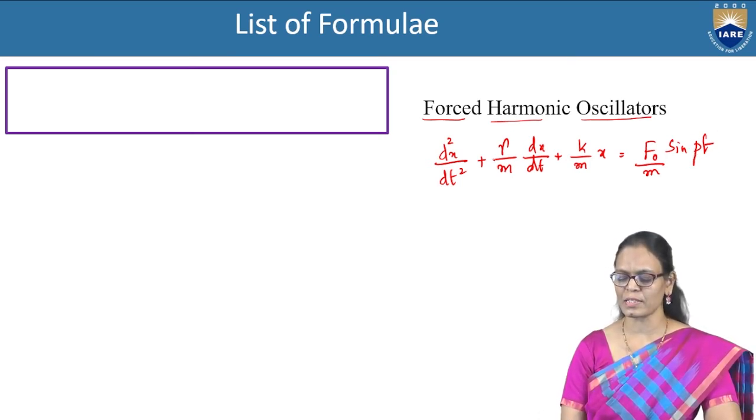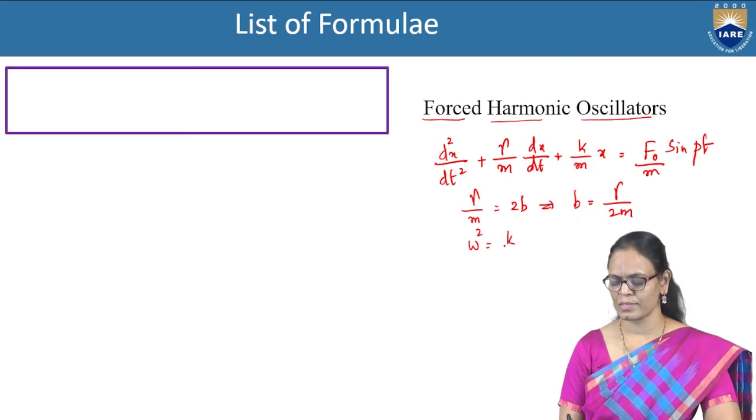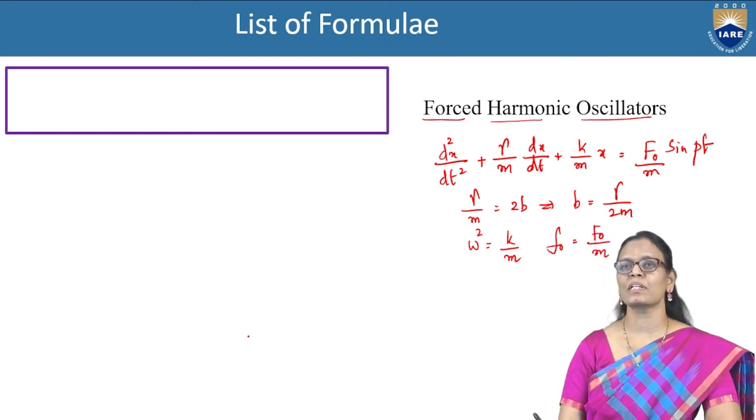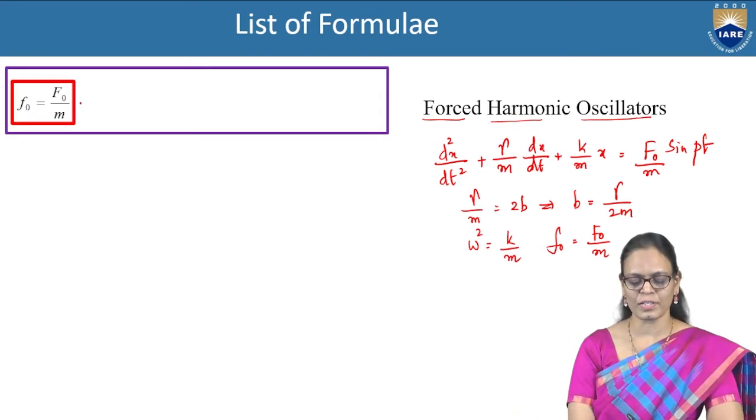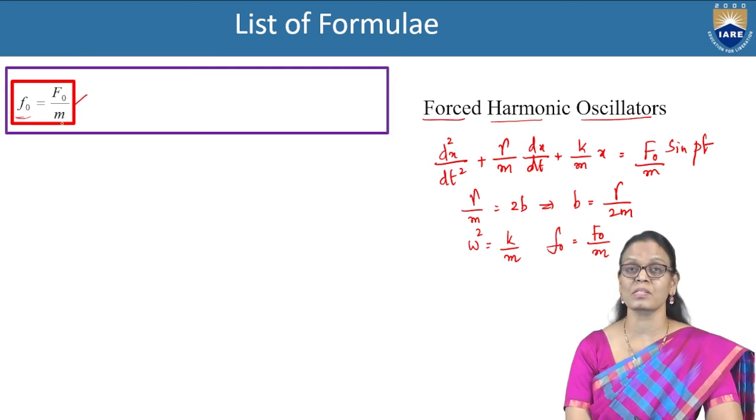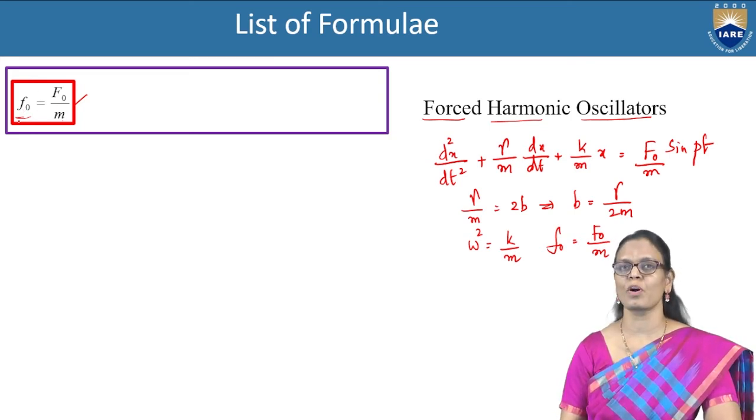And again we have seen the same substitution. For gamma by m we will write 2b. So this will imply b is equal to gamma upon 2m, and omega square is k by m, and we also write small f naught is equal to capital F naught upon m. So these are the equations for forced harmonic oscillators. Capital F naught is a constant and m is a constant for a given system, so we can write one constant, that is small f naught.